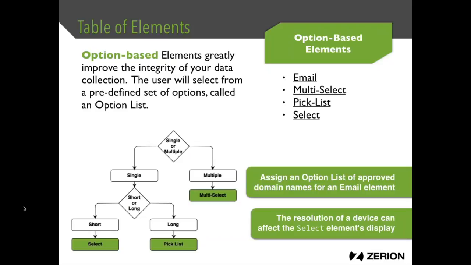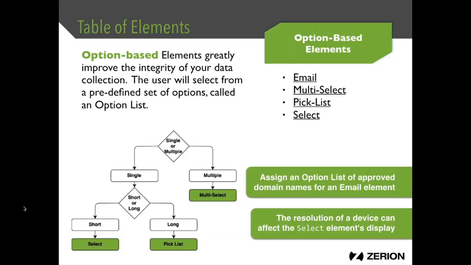Now, if you're going to choose a single element out of the options, then you have to ask a follow-up question, which is going to be whether your option list is short or if it's a longer list. For shorter option lists, we recommend using the select element, because it will display in line with your form. You'll see the options shown horizontally across your screen, and you can just choose the one that you want. This is going to be the fastest way to collect your data.